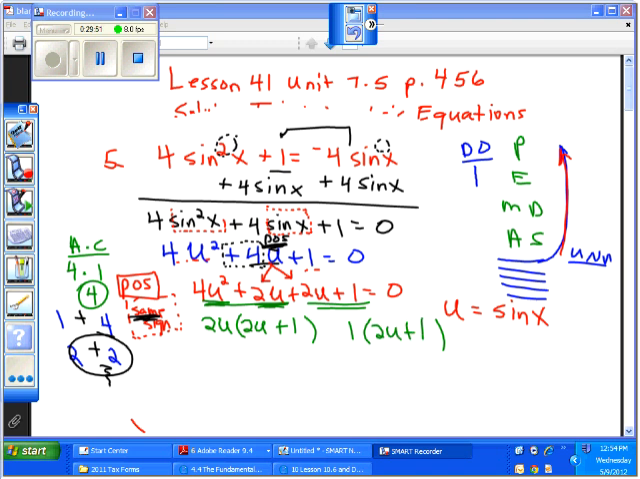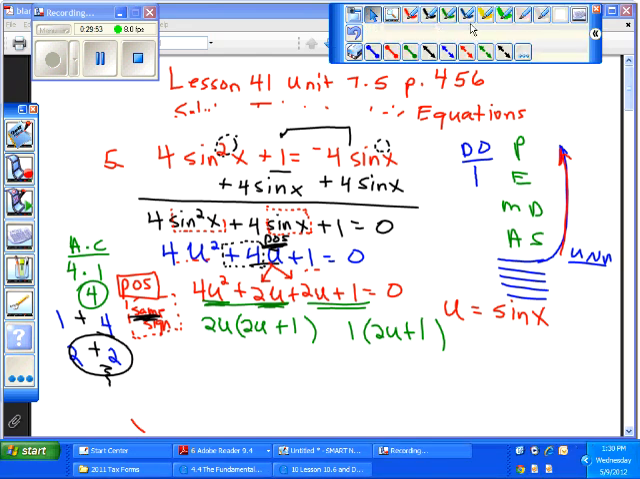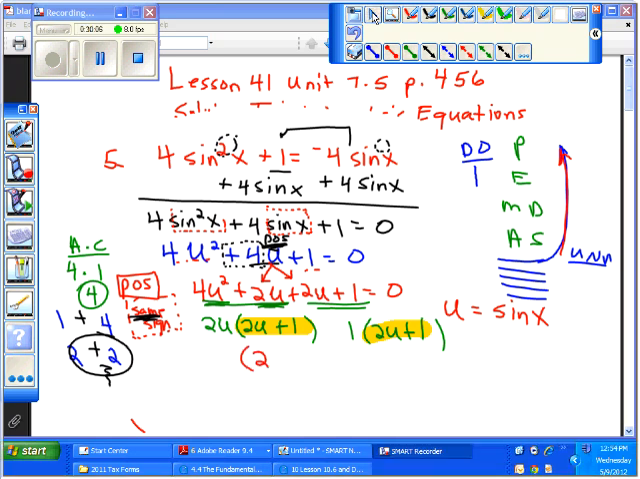And you know that we were hoping for, in the AC method of factoring, a common binomial. Because if we didn't get that, we couldn't factor. We'd have to go to the quadratic formula. So now we're going to write it as the product of two binomials, 2u plus 1 times 2u plus 1 equals 0.